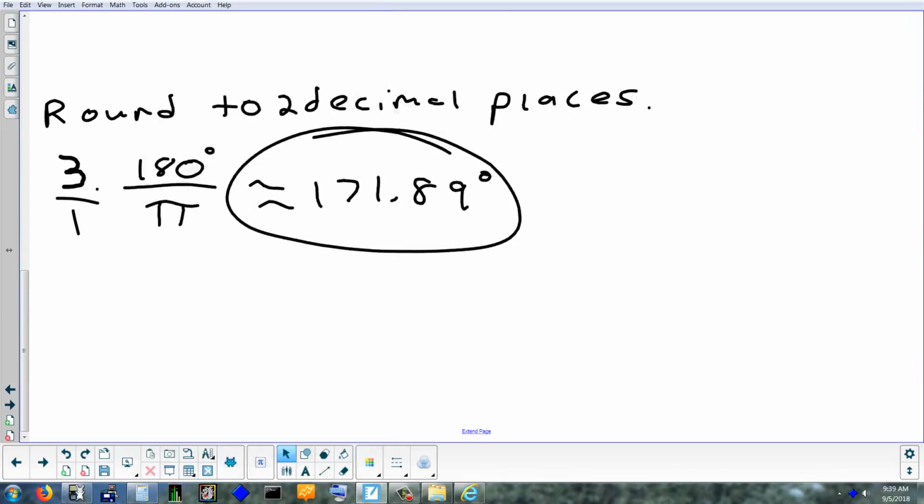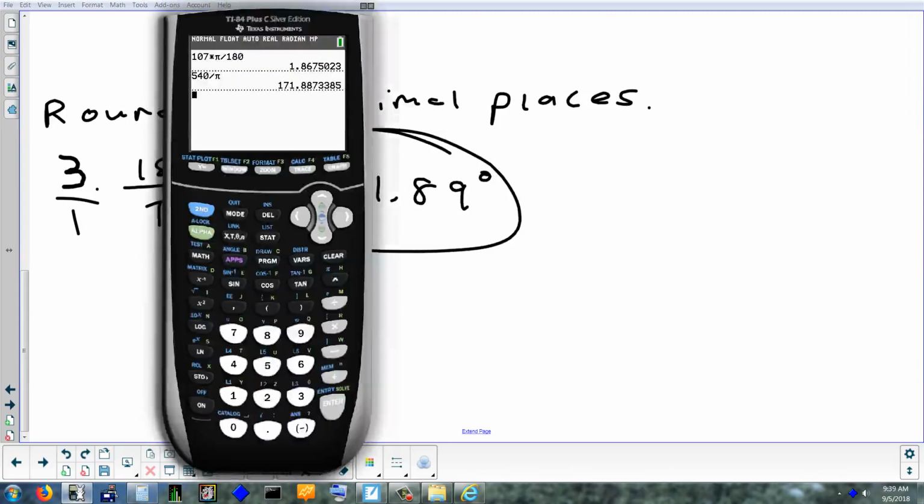Now, let's say instead of the pi button, you use 3.14. So 540 divided by 3.14. I get 171.97. So .88 and .97. It's kind of off a little bit. It's not like you got .88 and .89. Well, that'd be pretty close. But in this case, it's not really that close. Okay. So make sure you use the pi button.